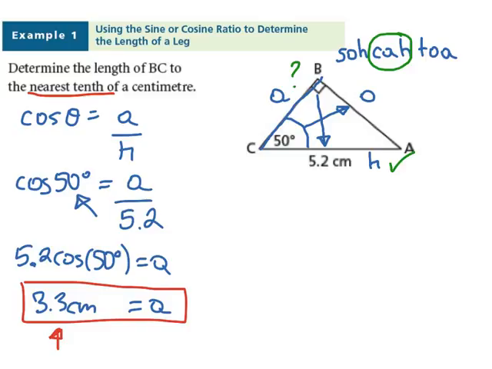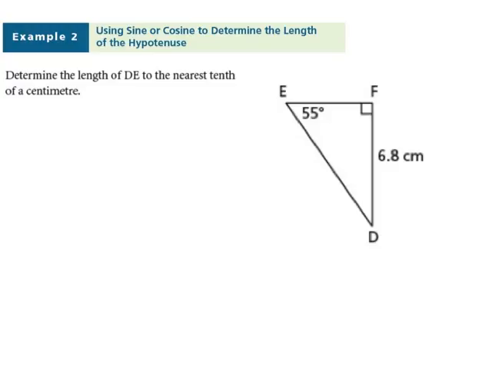Let's take a look at a second example. In this example, we're going to determine the length of DE to the nearest tenth of a centimeter. So let's take a look at where DE is, and let's label this triangle. Again, we look at the angle, and it always looks at the opposite side. So 6.8 is the opposite side. The 90 degrees always looks at the hypotenuse side. So our line segment DE is the hypotenuse, and the side that is left is called the adjacent side.